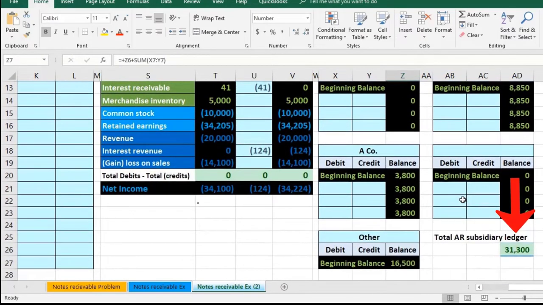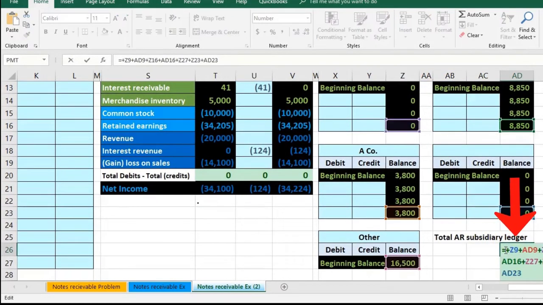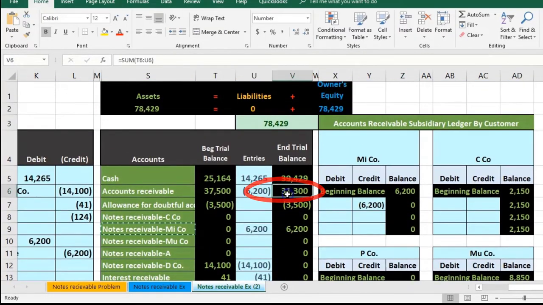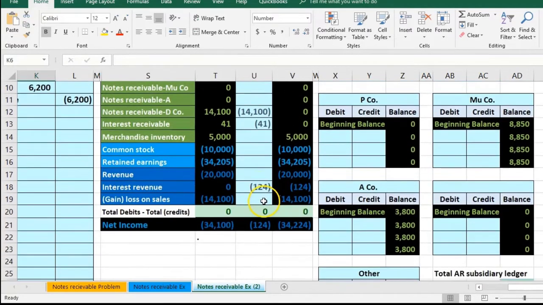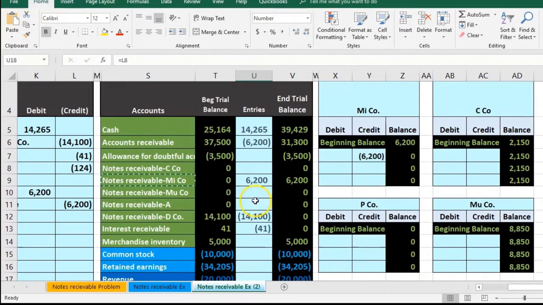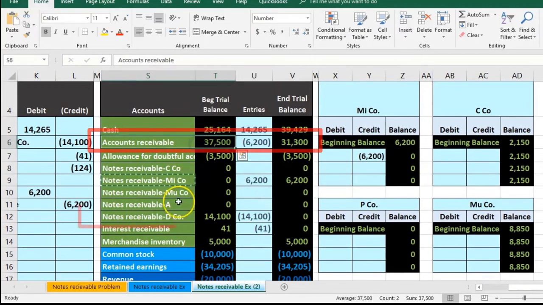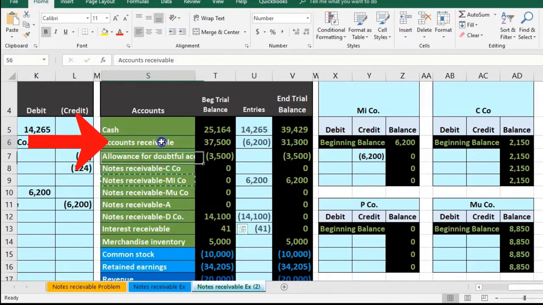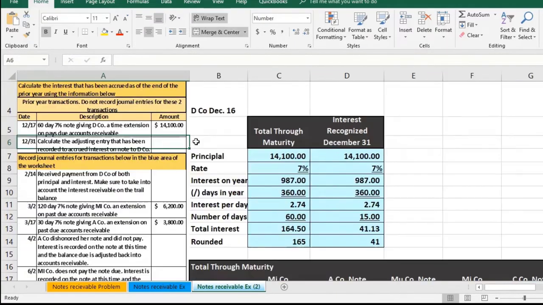Now if we add them all up, all the customers that owe us money, 31,300 is the same as that 31,300 there. Note, no effect on net income from this transaction. This was from the prior transaction. So no effect on net income. All we did was move it from one receivable to another receivable, from a more short-term receivable to a more long-term receivable, from an accounts receivable to a note receivable, from a receivable that doesn't charge interest to one which does. Okay, enough of that.